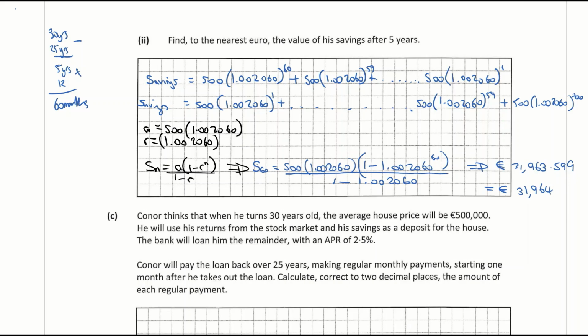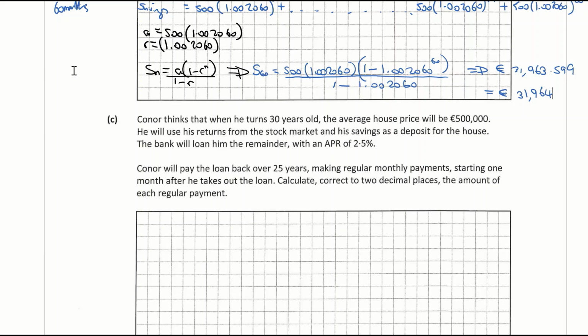The final part of this question, part C, let's scroll down and have a look at that. Connor thinks that when he turns 30 years old, the average house price will be 500,000 euro. He will use his returns from the stock market and his savings as a deposit for the house. The bank will loan him the remainder with an annual percentage rate of 2.5%. Connor will pay the loan back over 25 years, making regular monthly payments starting 1 month after he takes out the loan. Calculate, correct to 2 decimal points, the amount of each regular payment. So these are the regular payments basically as he pays back the mortgage.